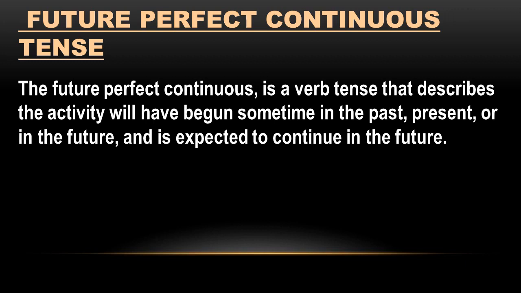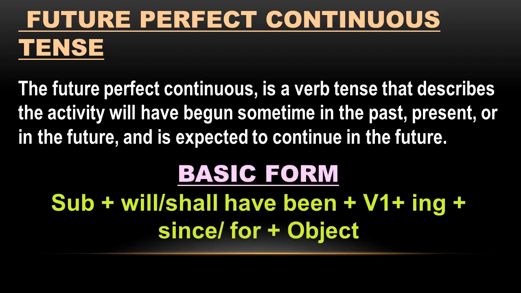That means to denote an action that will have been going on at or before some point of time in future. Its basic form is subject plus will or shall have been. It will be used together, will have been or shall have been, plus first form of the verb plus ing, then use of since or for plus object.